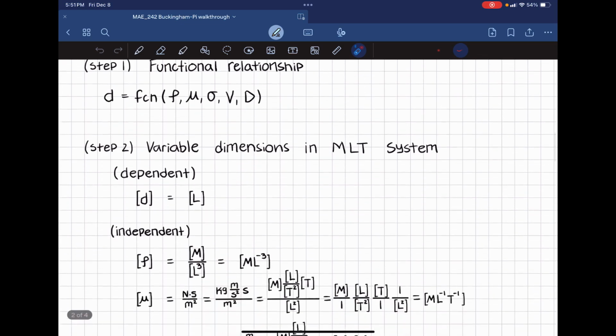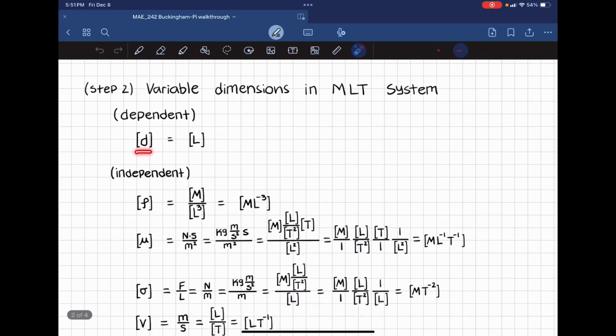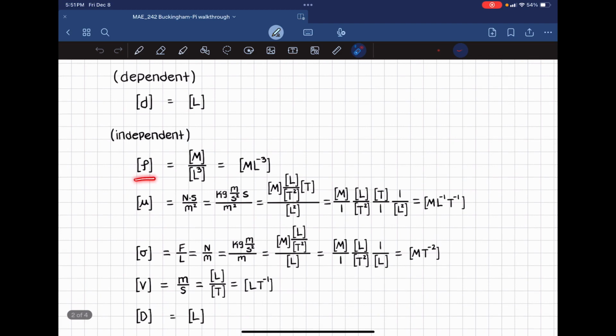Starting with our dependent variable, d, that is going to be a diameter, which is a dimension of length. So we're just going to put L for that one. Now moving to the independent variables, we have rho, that's density. Density is going to be mass per unit volume. So it's going to be M over L to the third, or length to the third. And if we write that as a power, it's going to be M L to the minus 3. This is typically the most usable way to write them as you get more and more complex terms or start combining them.